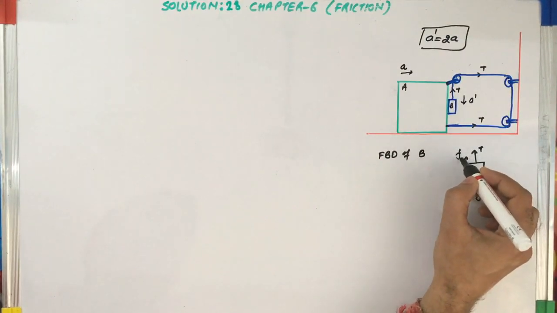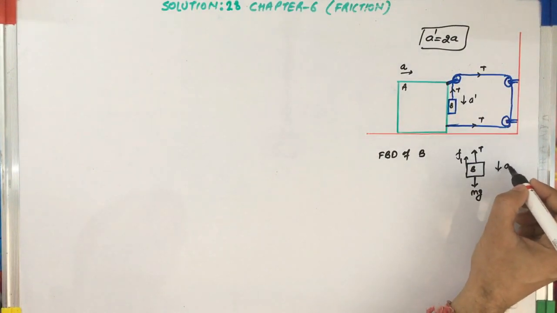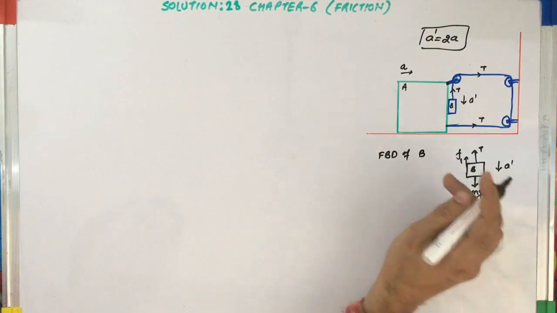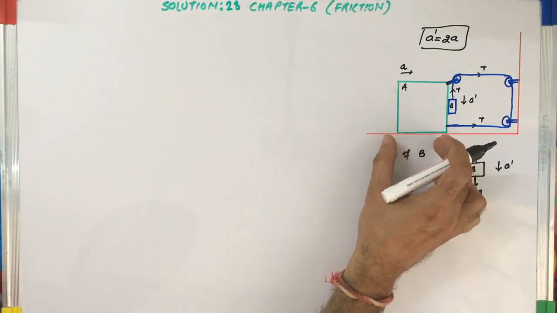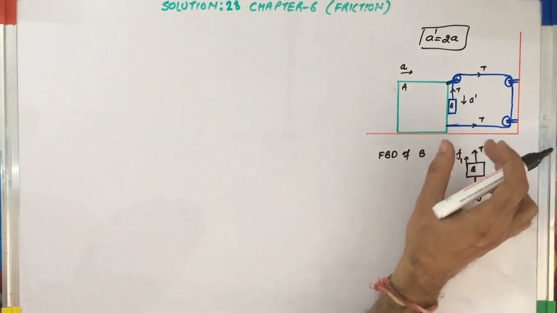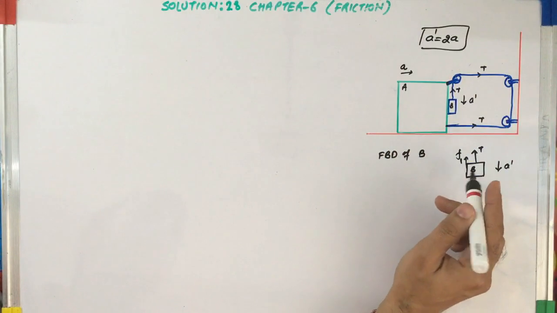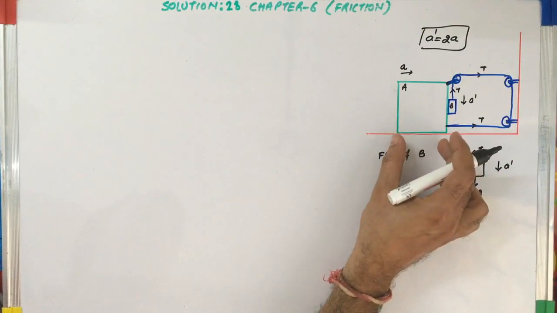So I am saying it is as F1. Okay. The acceleration is A dash in the downward direction. Now this B will also move under the influence of block A. So when block A will move in the right hand direction, B will also move in the right hand direction. Okay. So now the block A is moving with an acceleration of A.